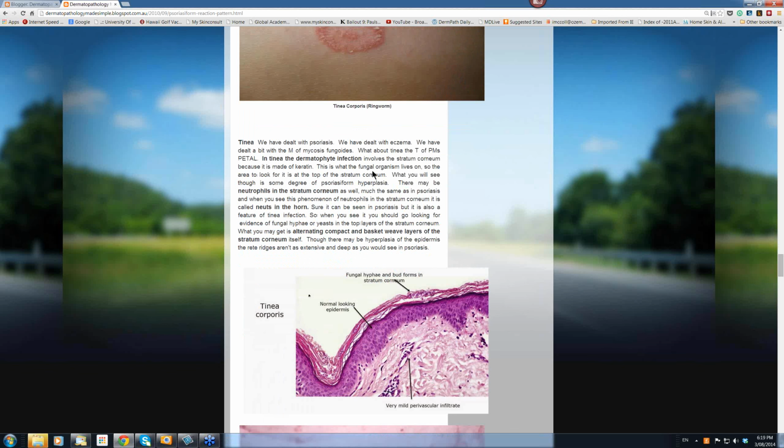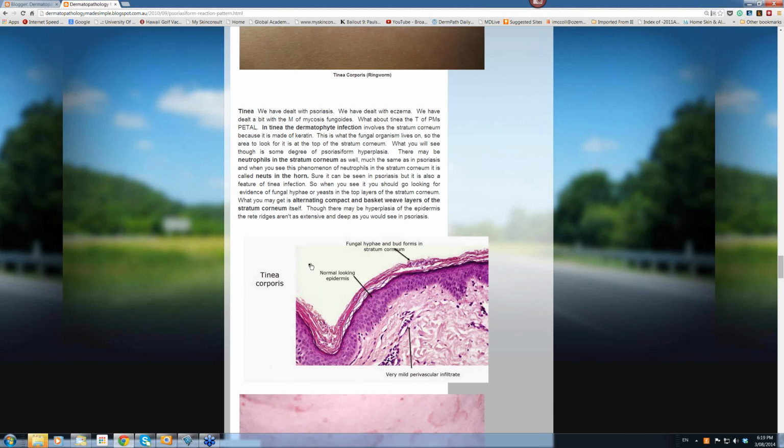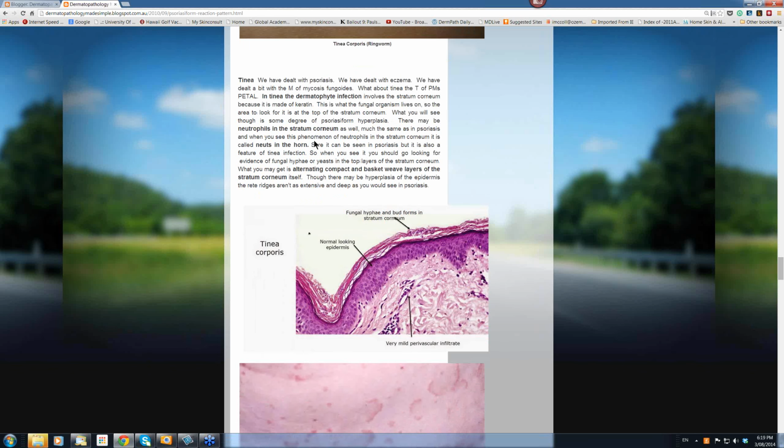In tinea, the dermatophyte infection involves the stratum corneum. Why? Because these dermatophytes feed on keratin, and the stratum corneum is made up of keratin. So that's why they're there. It's also why they're in nails. It's also why they're in hair, because those are both solid keratin as well. So they're where the food is.